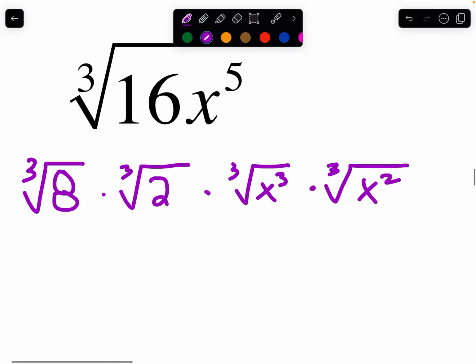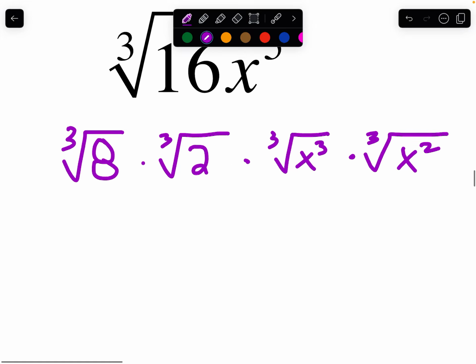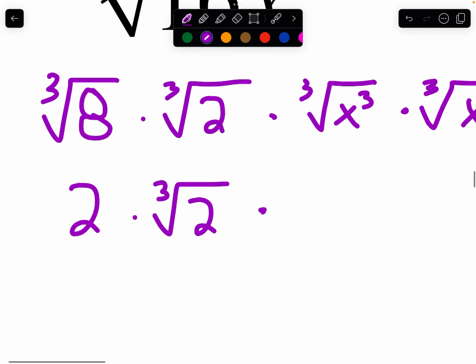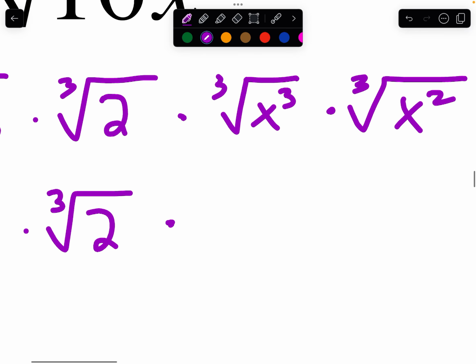So now if we go right down the line, and I'm going to try to keep my work organized nice and vertically here, the cubed root of 8 is exactly 2. The cubed root of 2 cannot be simplified anymore. There's no perfect cubes that factor into it other than 1, which is not helpful. The cubed root of x cubed is exactly x.